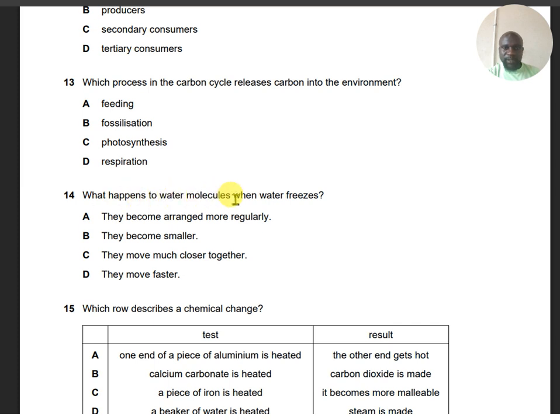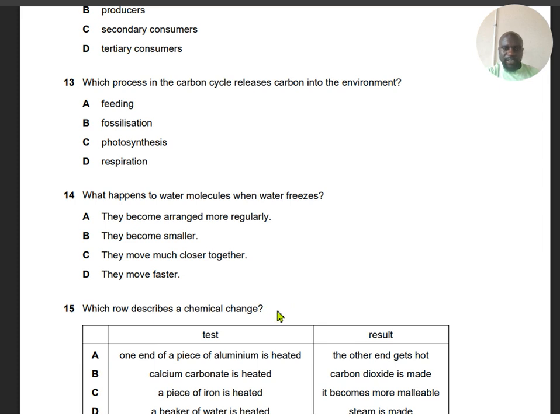What happens to water molecules when water freezes? They become arranged more regularly. So as they freeze, they form a fixed shape, like freezing what? Freezing something, freezing water, right? A block.